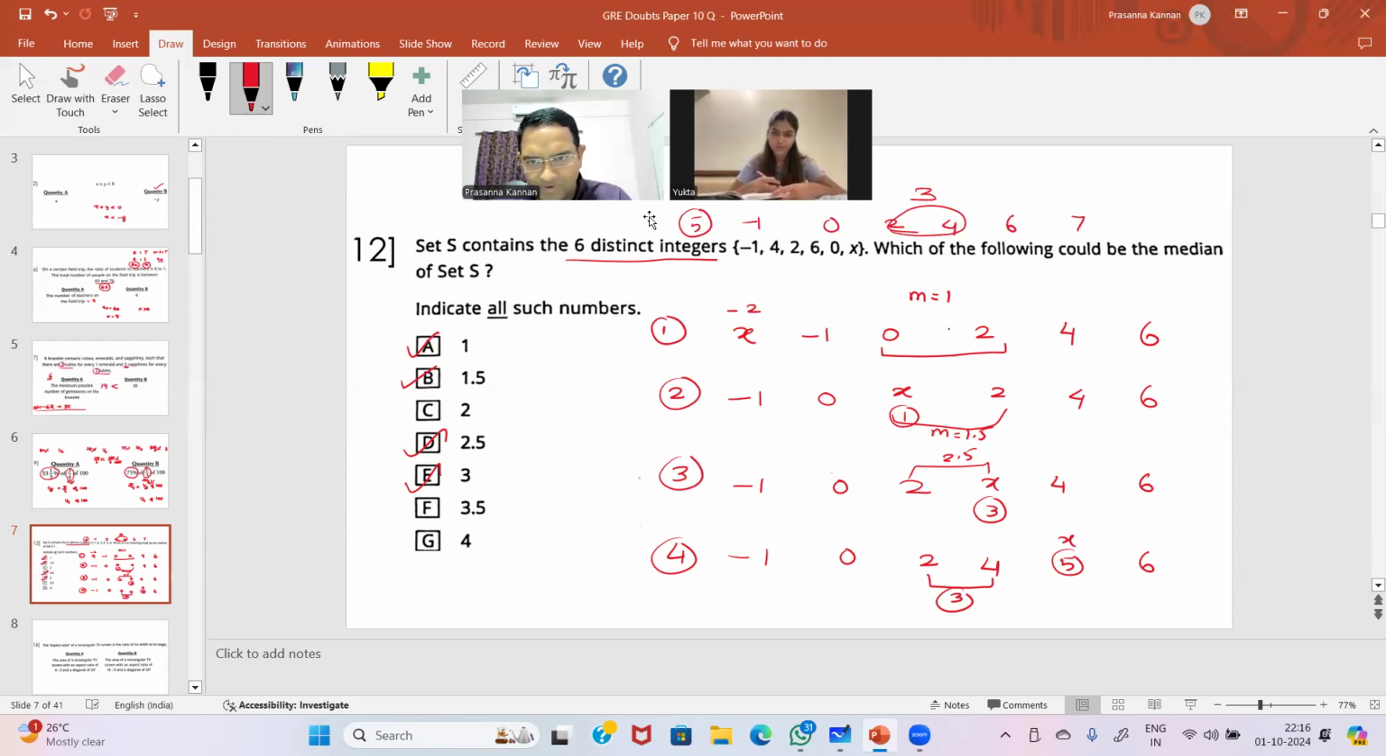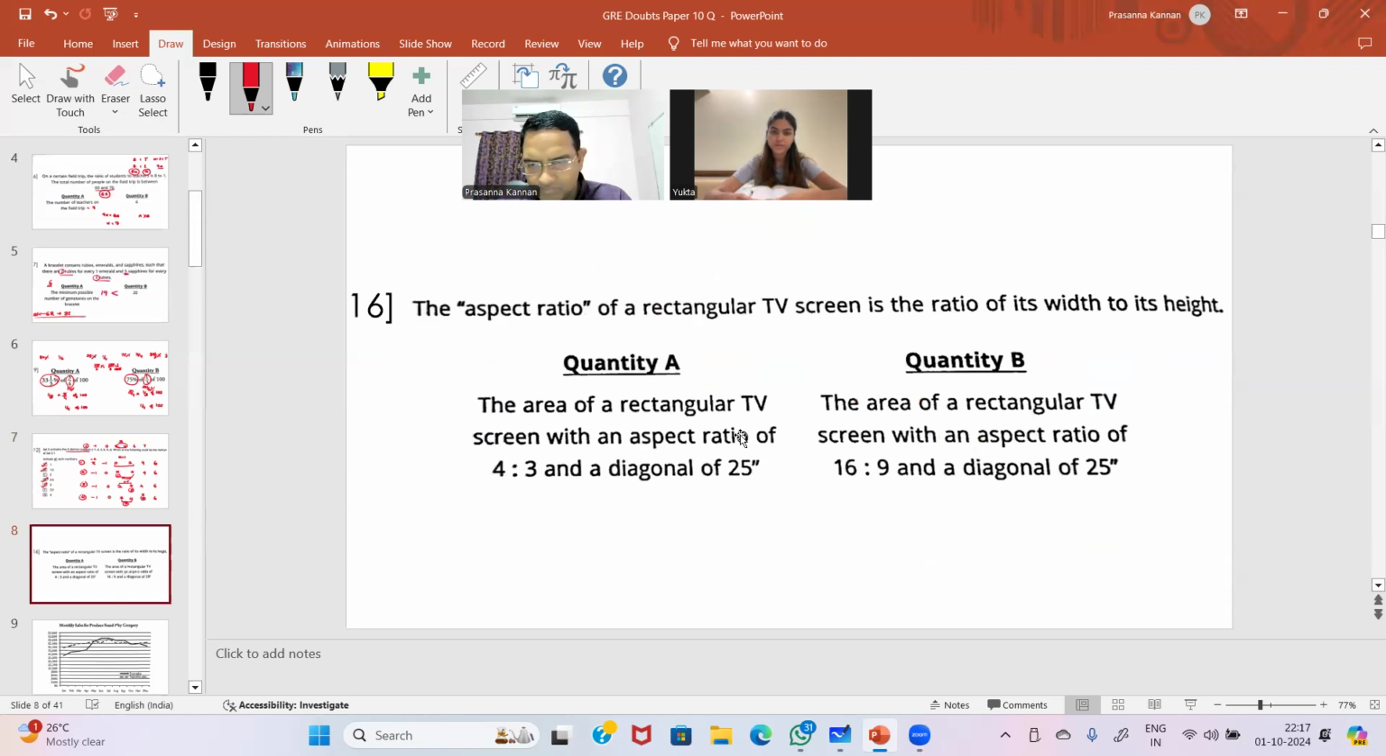Got it. You got it right, Yukta? Yeah. Perfect. Approach is clear, right? So do we move ahead? Okay. And this was your question as well, right?